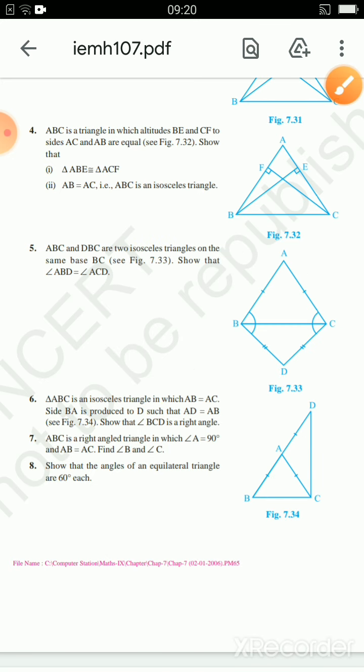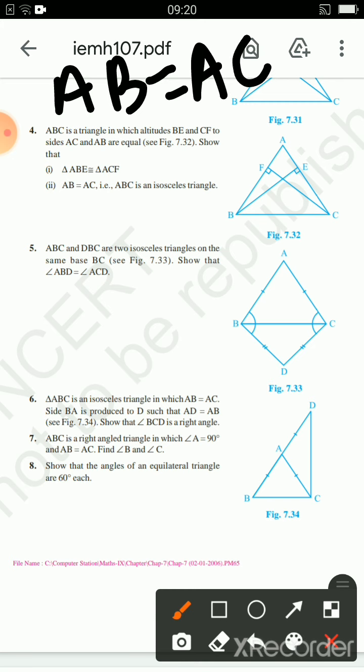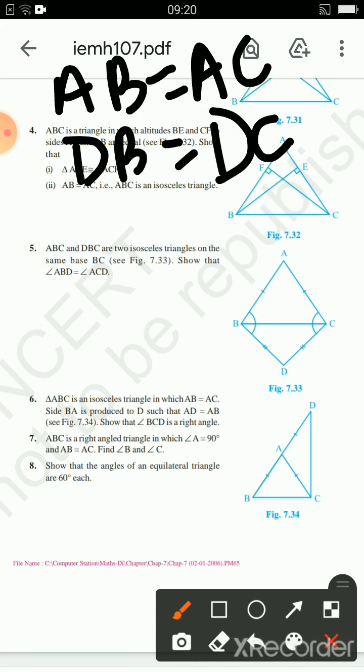Let's come to the next question. Question number 5. ABC and DBC are two isosceles triangles. When it is given isosceles triangle, यानी कि ABC में AB equal to AC है और DBC में DB equal to DC है. You have to show that angle ABD is equal to angle ACD.